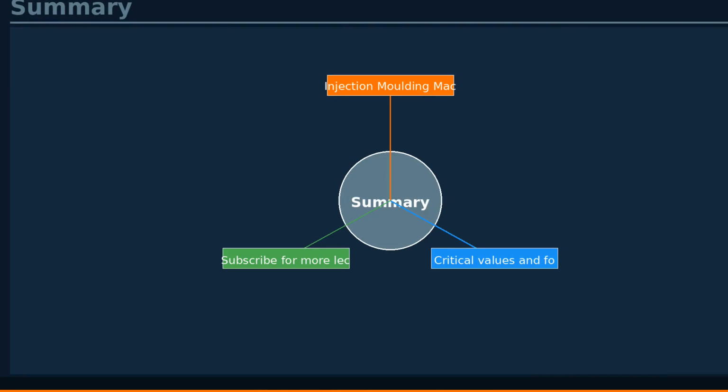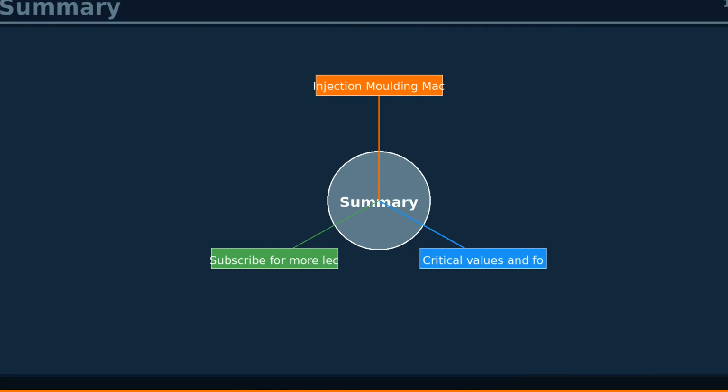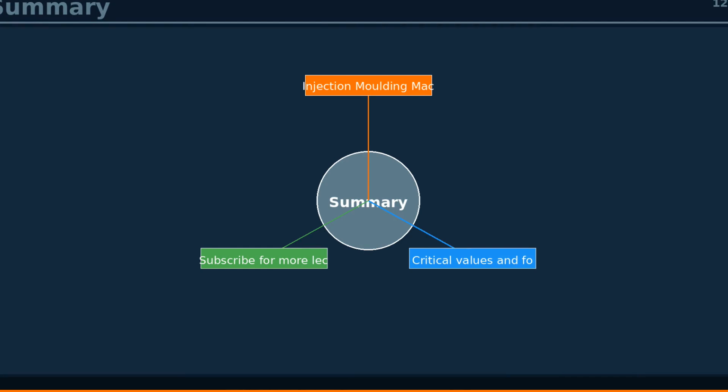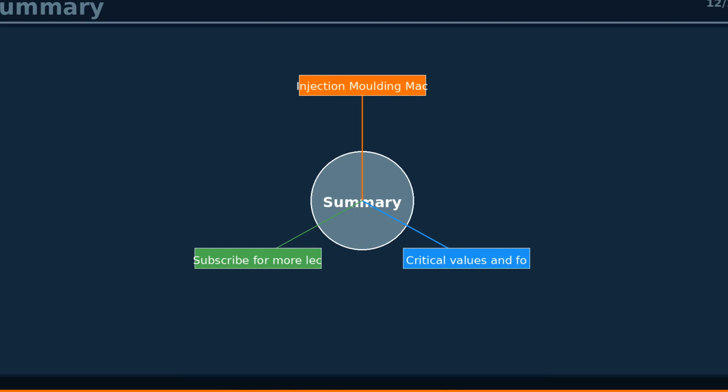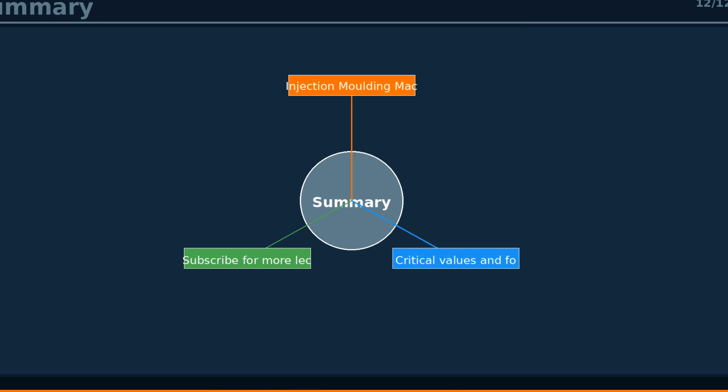We have covered the complete fundamentals of injection molding machine components and functions. From principles to applications, remember the key property values, process parameters, and design formulas from this lecture.